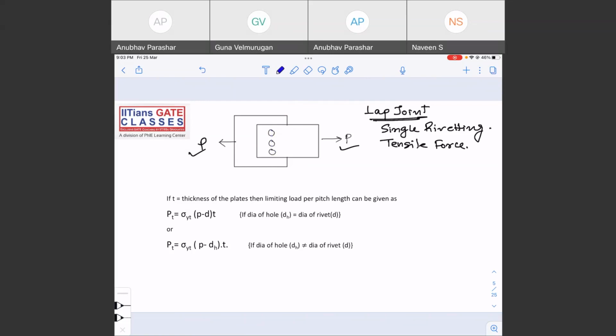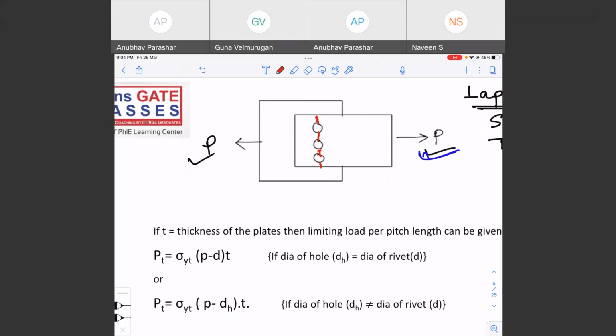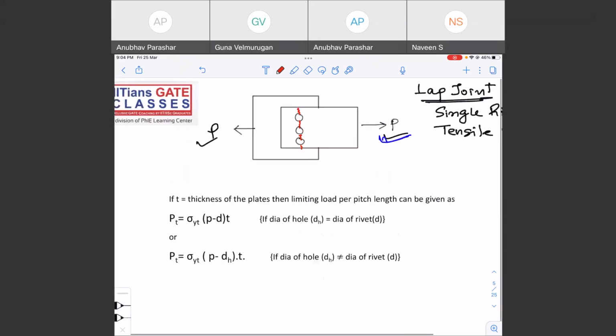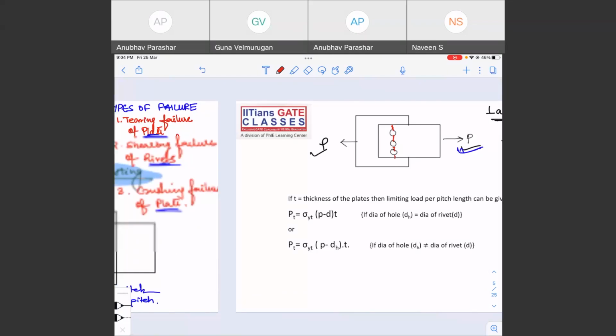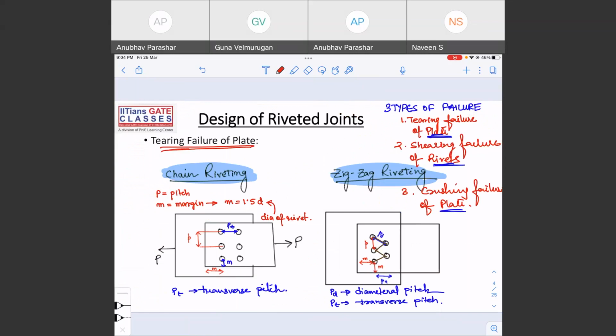So if the force exceeds the strength of the plate, if the stress at this area exceeds the tensile strength of the material, what is going to happen? The plate will tear off at this point, and the plate will come apart, right? So this is called the tearing failure of the plate. What is failing here? The plate is failing here.